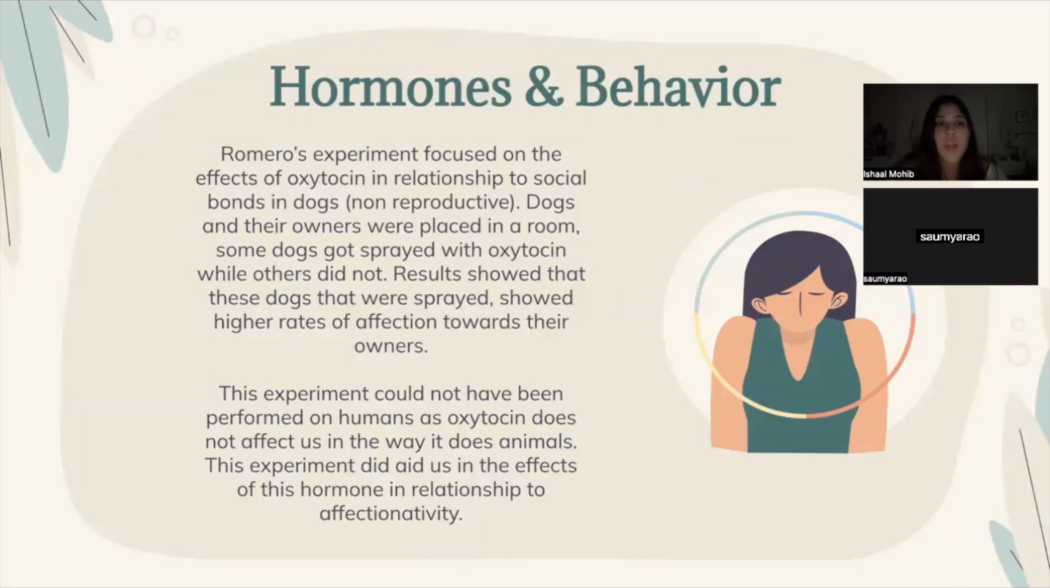Hormones and behavior. Romero's experiment focused on the effects of oxytocin in relationship to social bonds in dogs in a non-reproductive way. Dogs and their owners were placed in a room. Some dogs got sprayed with oxytocin while others did not. Results showed that the dogs that were sprayed showed higher rates of affection towards their owners. This experiment could not have been performed on humans because the hormone oxytocin does not affect us in the way that it affects animals, because you would need a much higher dosage. And this experiment helps aid us in understanding the effects of this hormone in relation to affection.